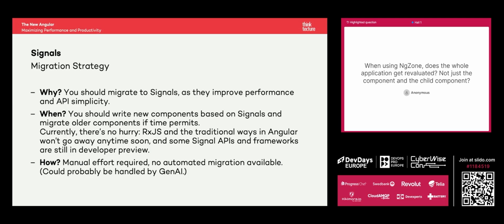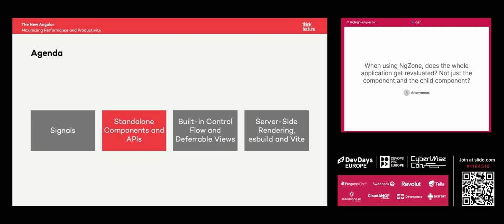So how can you do it? This can only be done manually, so there is no automated migration available, so you have to revisit all of the components and templates to do it. There is an idea to provide a migration, but it's not there yet. Maybe GenAI can help. In the end, I guess it'll be a manual effort. That's the first big change. Signals. Reactivity done better, I guess.